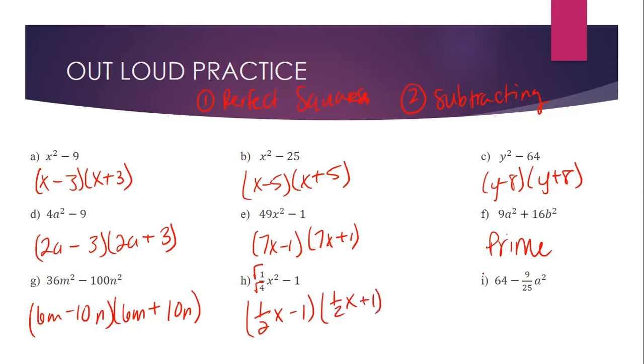Okay, same thing here. Even though it's switched, do I still have two perfect squares being subtracted? And the answer is yes. So when I factor this, I get 8 minus 3 over 5a (the square root of 9 over the square root of 25) times 8 plus 3 over 5a. Okay, all right, so hopefully you all did well and you're like, yes, I got this, okay?